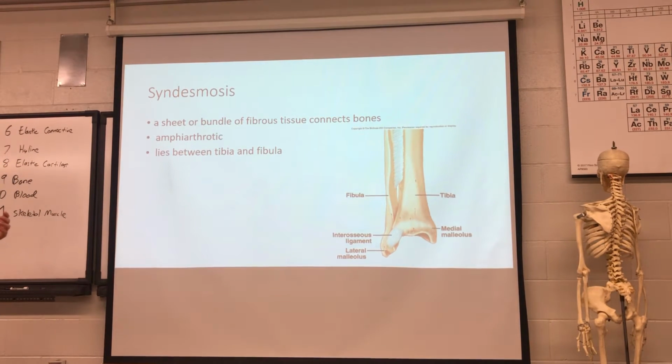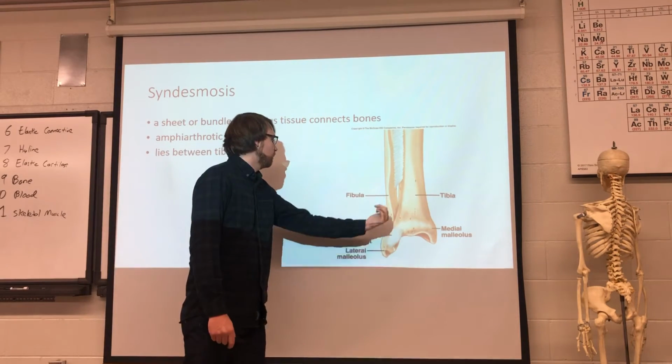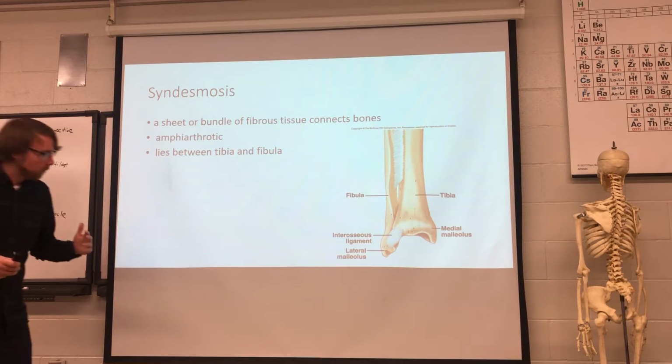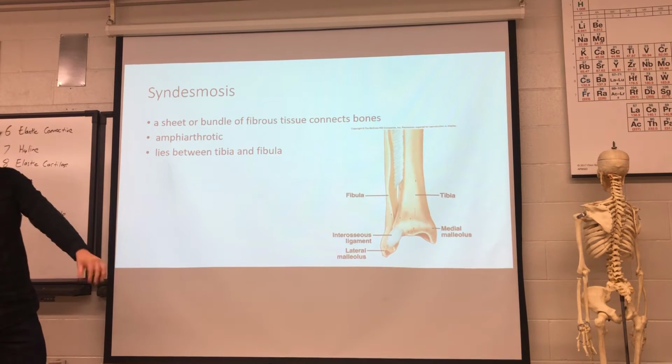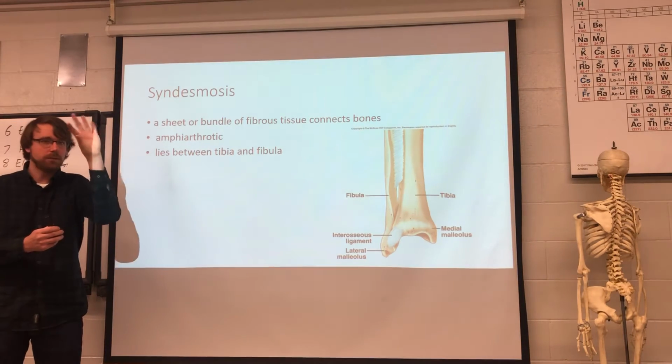So a syndesmosis is a sheet of fibrous tissue that connects bones. They're amphiarthrotic. They lie between the tibia and fibula. So you have this immovable joint, which is why your lower leg doesn't seem to have the motion and rotation that your upper limb does.